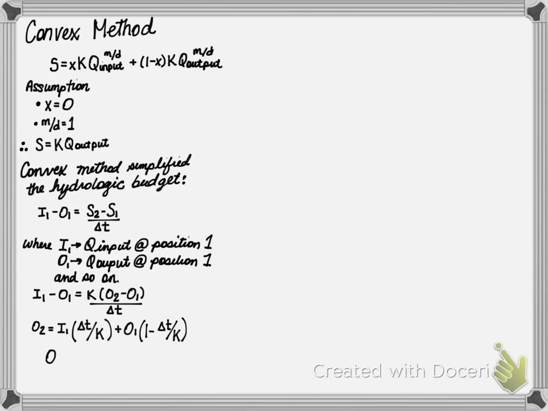Since delta T and K are constants, we can rearrange the equation such that O2, which is what we're trying to find, is equal to I1 times delta T over K plus O1 times 1 minus delta T over K. So O2 is equal to I1 times C plus O1 times 1 minus C. Since delta T over K is a constant, we are replacing it with C.